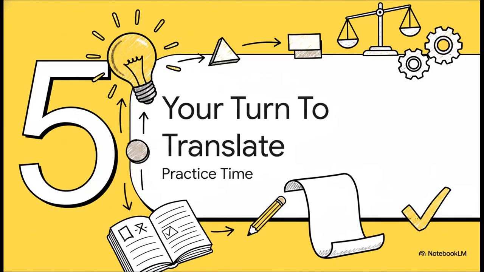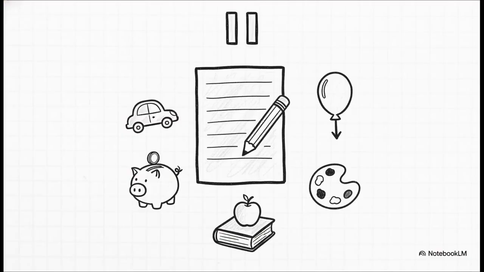Section 5. Your turn to translate. All right, you are fully equipped to tackle this on your own. I want you to pause the explainer right here, grab a pencil and some paper, and translate these 5 scenarios into y equals mx plus b equations. Number 1, a rental car costs $25 per day plus a $50 deposit. Number 2, a savings account has $100 and grows by $20 per month.